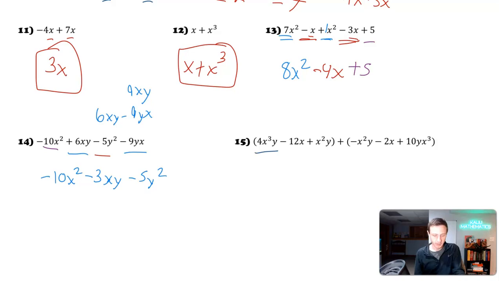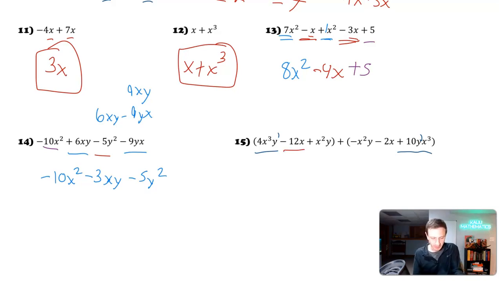But I have 4x to the third y. So I'm going to look through each individual term and see if I have another x to the third, y to the first. So next one, x to the first, no. x squared, y first, no. x to the first, no. And then x to the third, y to the first. We have y to the first, x to the third. Is that the same? Yes, it is. The order's flipped, but they're the same. So those are going to be combined.